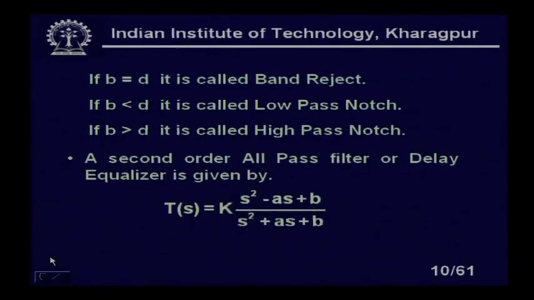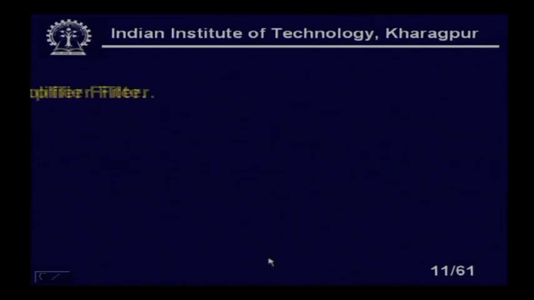suppose I have a second order all pass filter or delay equalizer, given by T(s) = k times s square minus a s plus b upon s square plus a s plus b. In this case, these poles and zeros are the mirror image of each other. You see, this will be k times s square minus a s plus b upon s square plus a s plus b, right. They are mirror images of each other.